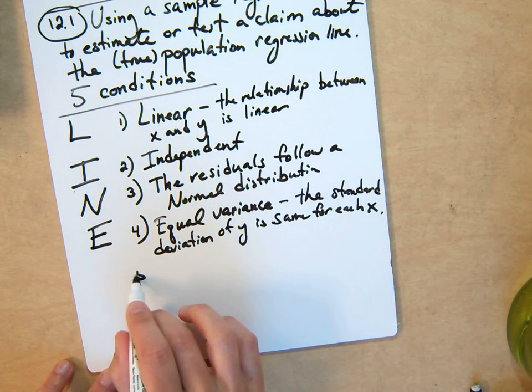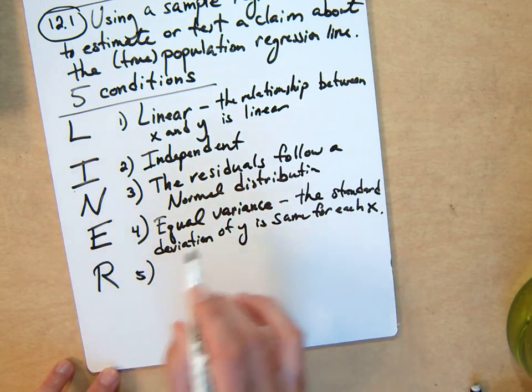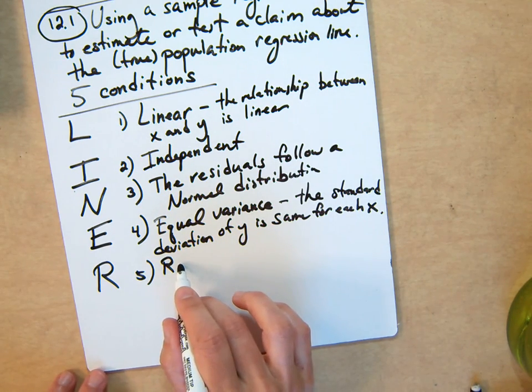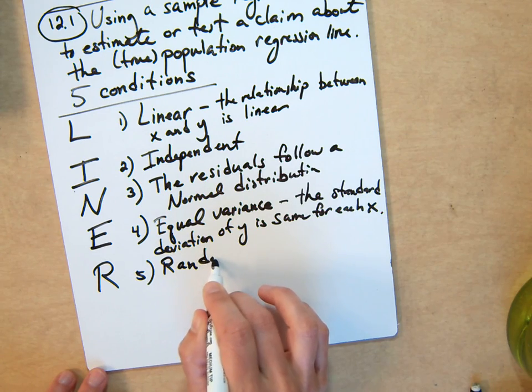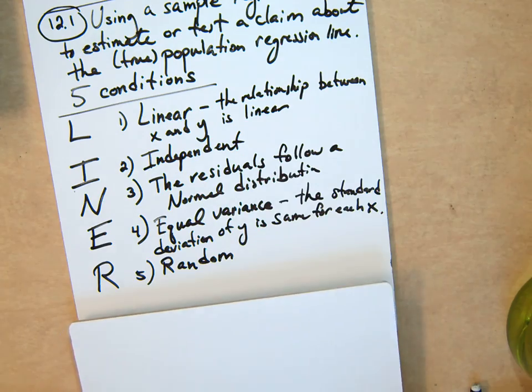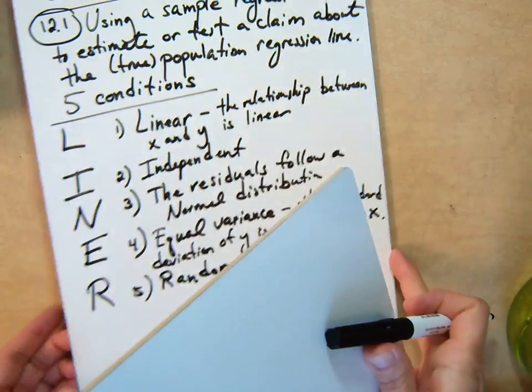And then the last condition is R for random. The data is produced from a randomized experiment. So I'll just write random there. Those are our 5 conditions.